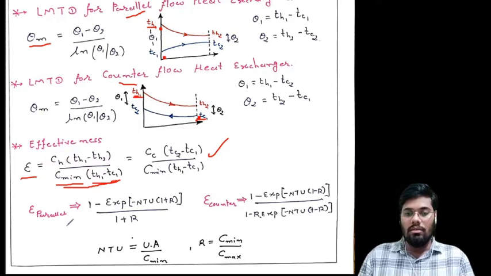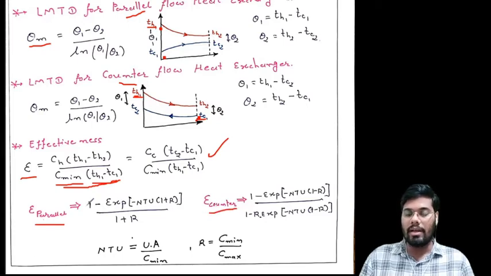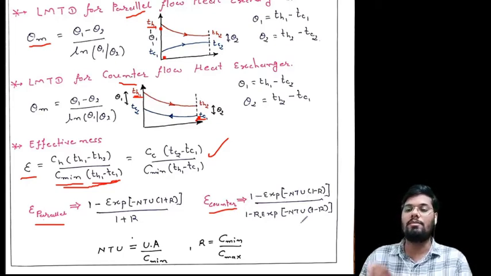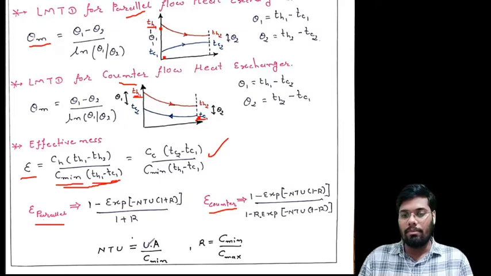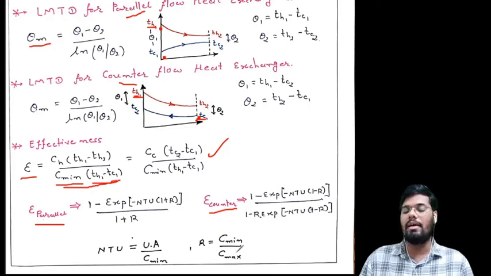More than this, we have also derived the equation for effectiveness of parallel flow heat exchanger and counter flow heat exchanger. For parallel, it is 1 minus exponential of minus NTU (1 plus R) upon (1 plus R), and for counter, 1 minus exponential of minus NTU (1 minus R) upon 1 minus R exponential of minus NTU (1 minus R), where NTU is the number of transfer units whose value we can get by U into A upon C minimum, and in this equation R is equal to C min by C max.